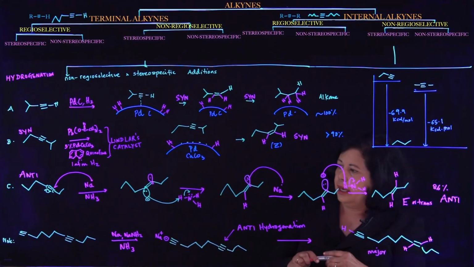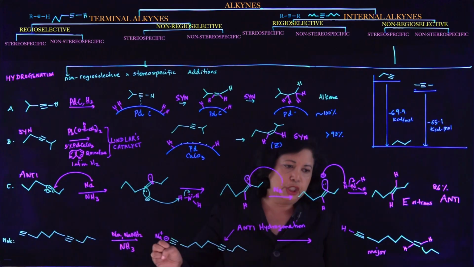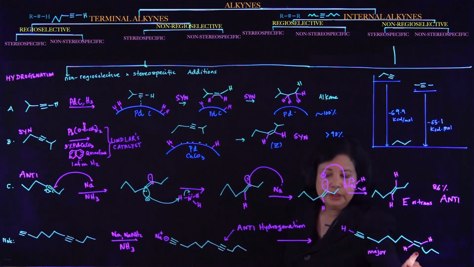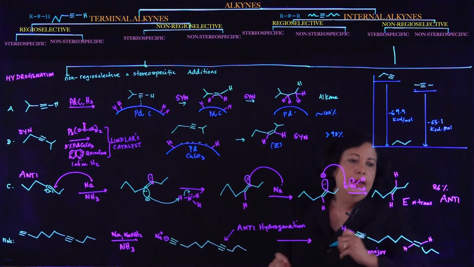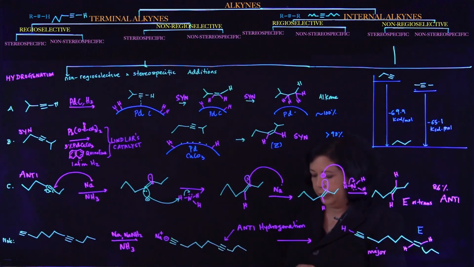So yes, if you have a terminal versus an internal alkyne, you can use this reagent to distinguish between them, reducing the internal to an E alkene and keeping the terminal the same. So this is a very rare instance where you can choose between two alkynes.